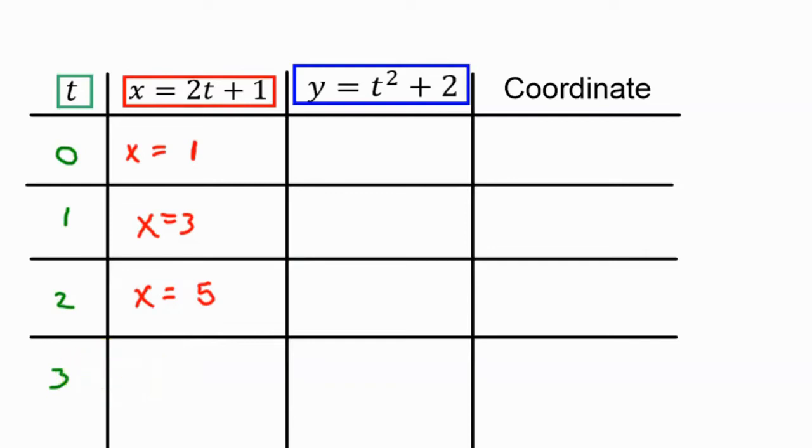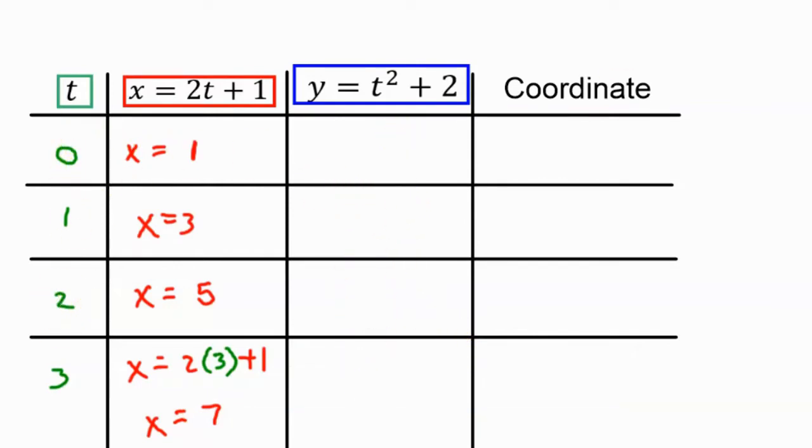So let's do our next one here. So t is 3, so we're going to write here x equals 2, instead of t, it'll be 2 times 3, and then still plus 1 here. So 2 times 3 is 6, 6 plus 1 is 7. So in this case, our x value is 7. So we have all the x's. Now let's see if we can get these y values.